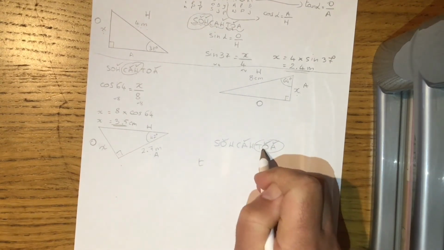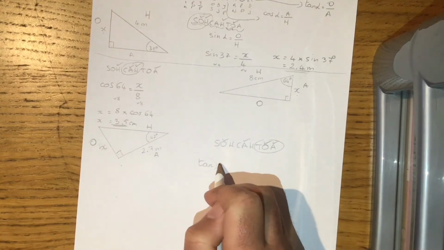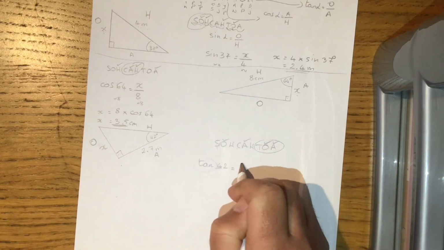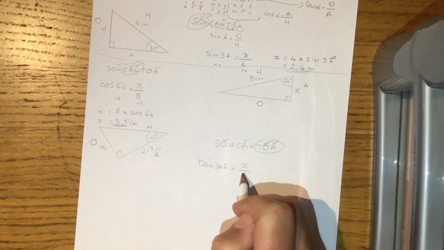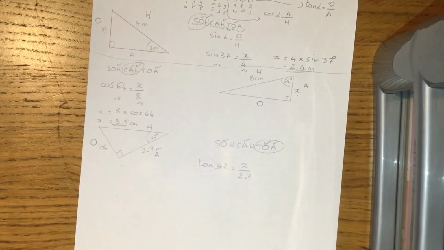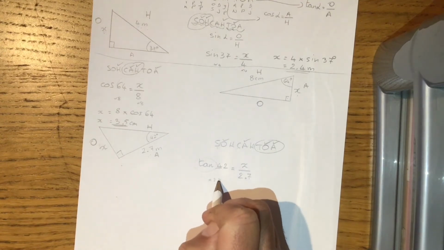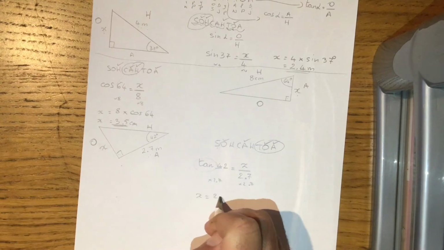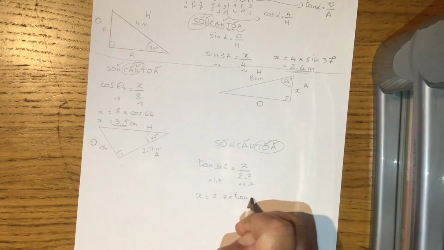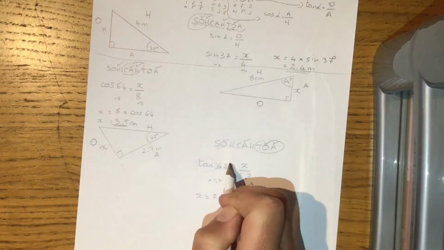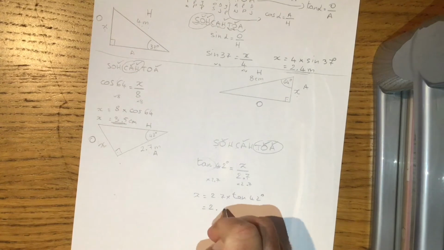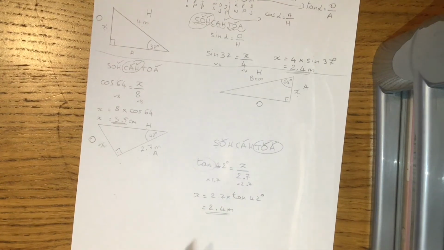So T stands for tan 42. Opposite, which is x, divided by the adjacent 2.7. Times by 2.7 both sides. x equals 2.7 times tan 42 degrees. Put that in a calculator and I get 2.4 meters rounded to 1 decimal place.